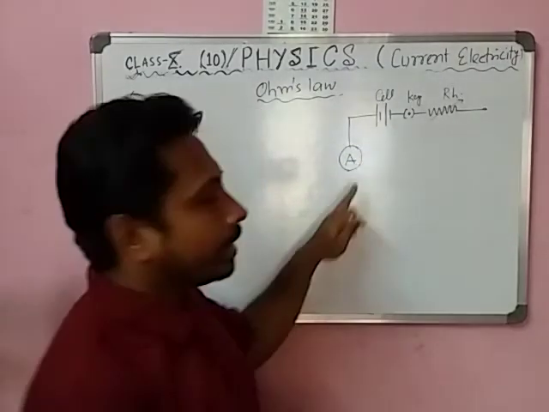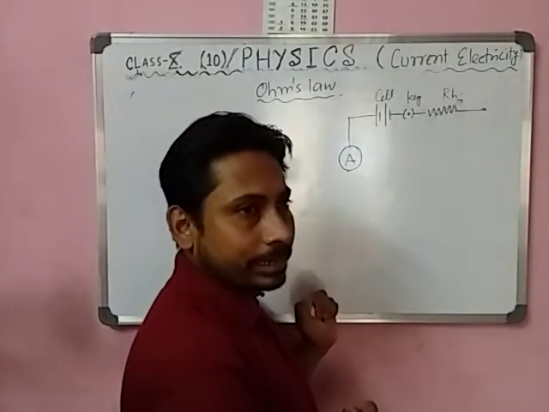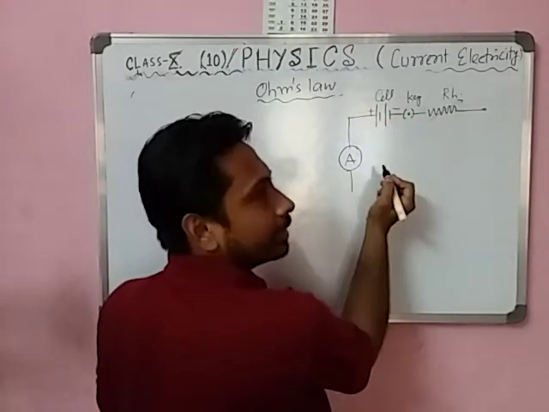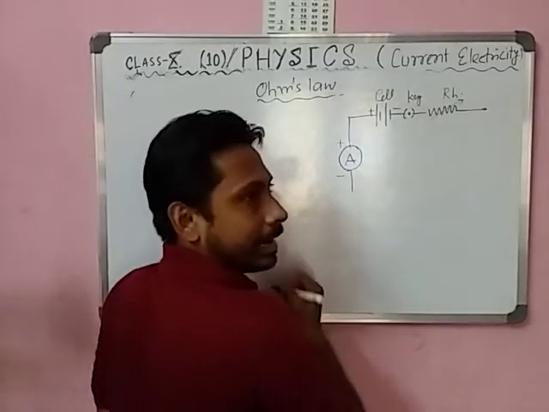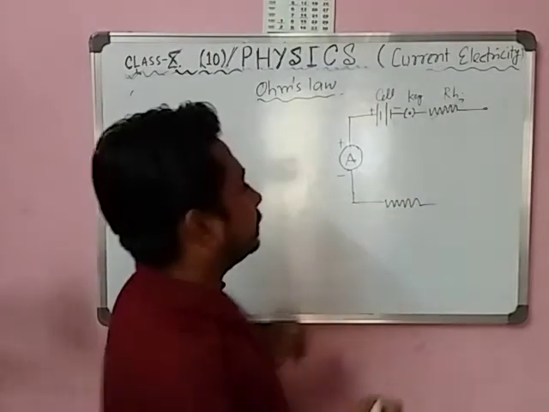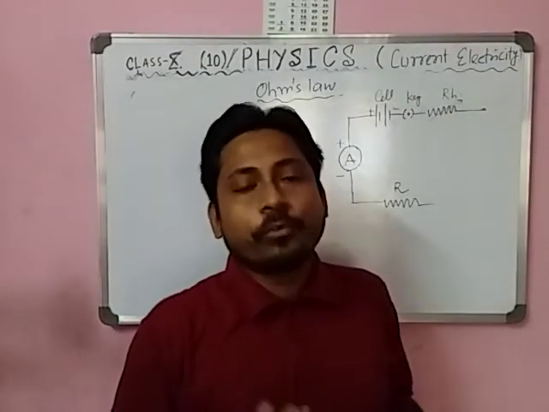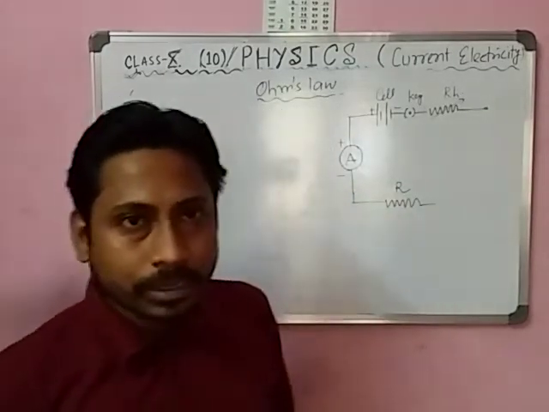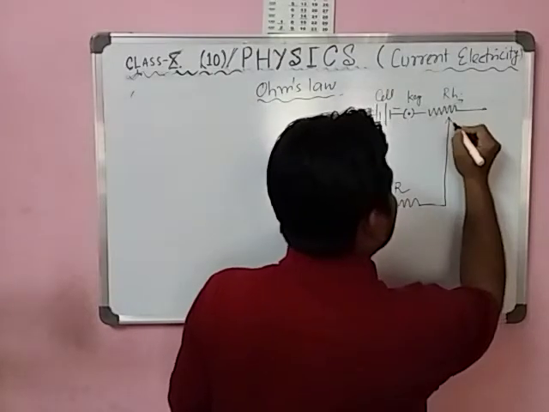So you will write A for ammeter. The ammeter is always connected in series with the circuit, and it has a polarity. Suppose this is plus and this is minus, so this plus is connected with this plus, and there we can write minus. Then our resistance, this resistance is actually the appliance, a tube, a fan, whatever you want to attach. This is called the resistance. And then you attach the resistance with the rheostat jockey.